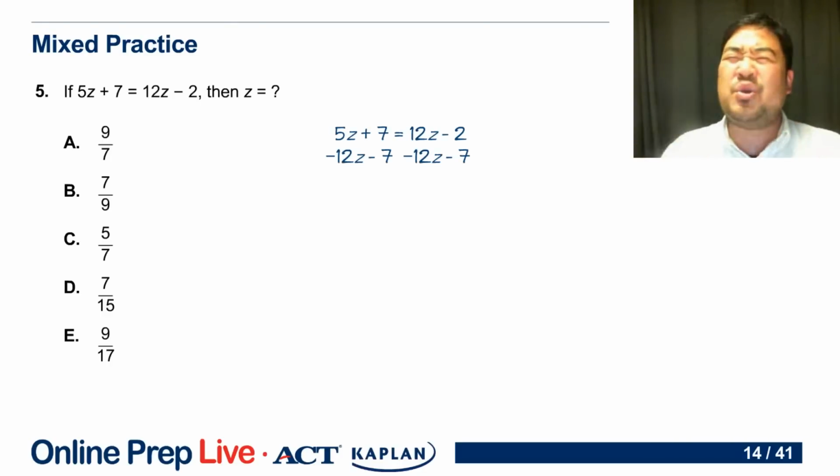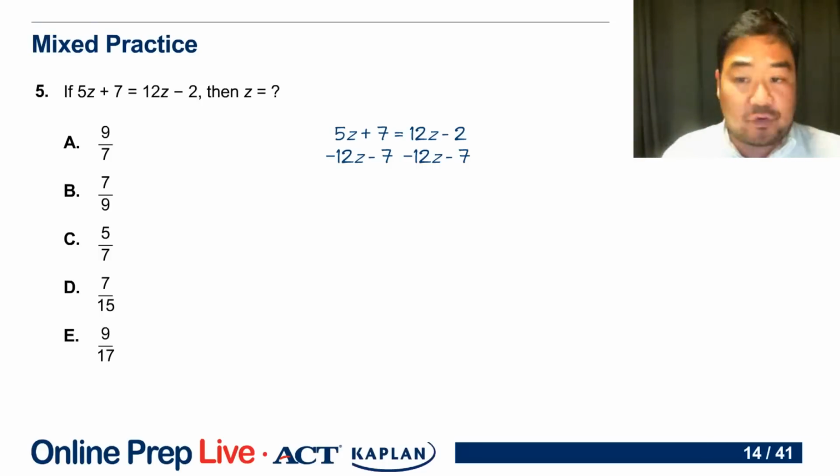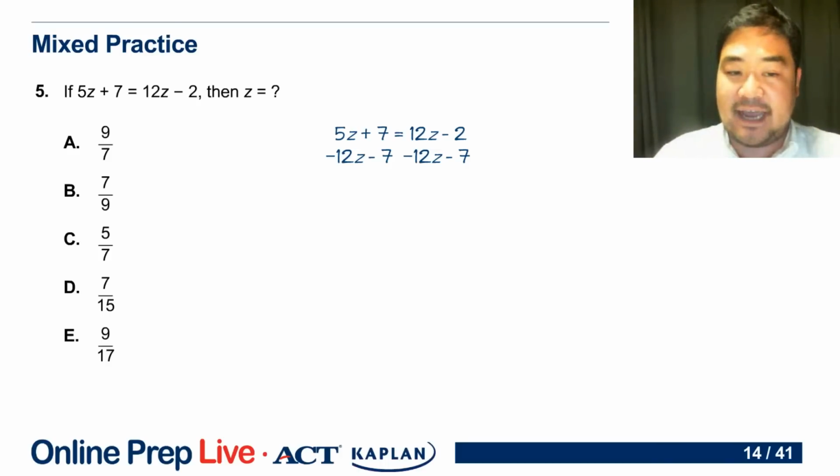I think we're so used to putting the variable on the left side and then the number on the right side, and that's fine. You want to be consistent about this, right? So move everything with the variable over on the left side, move the numbers over to the right side, and then what do we get? Negative 7z is equal to negative 9.